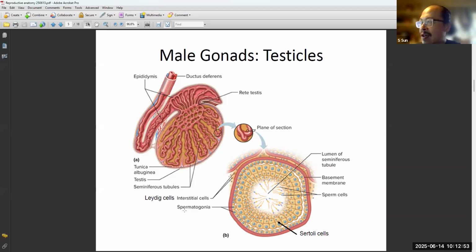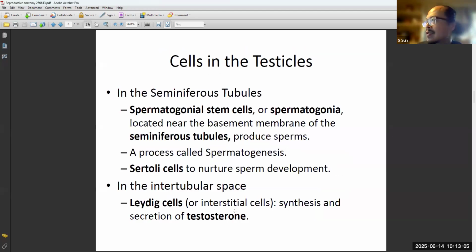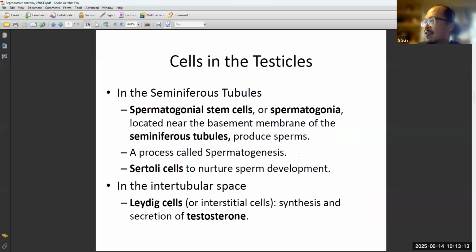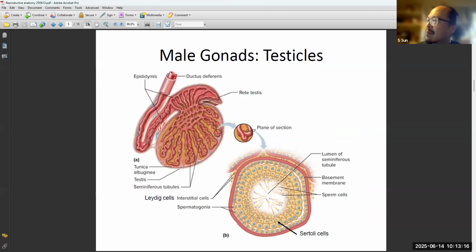This layer of cells are stem cells for sperm. They're called spermatogonia. This is the one that gives rise to sperm, just like shown here. Spermatogonia give rise to sperm. They are in the basement layer right here of the seminiferous tubule. When they produce sperm, the sperm will move from this basement layer into the lumen.